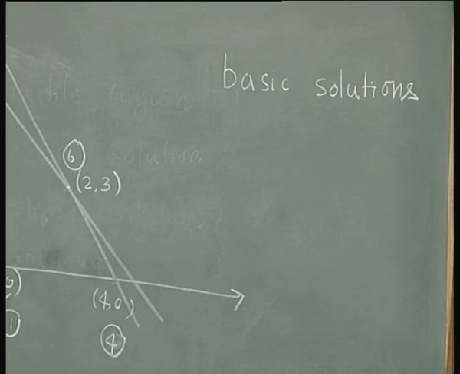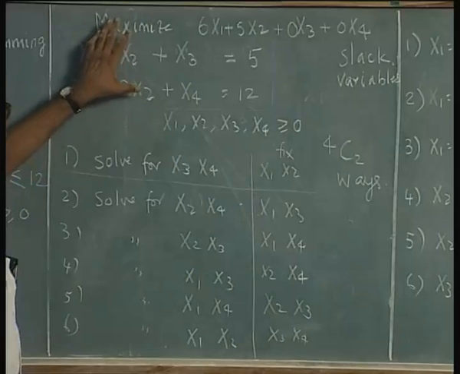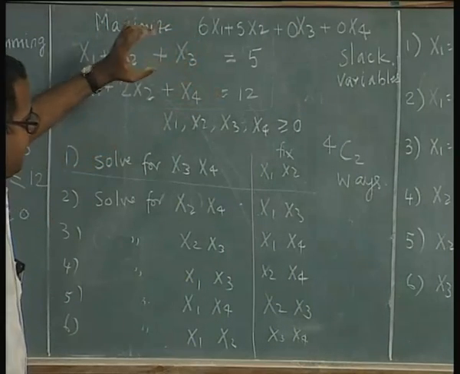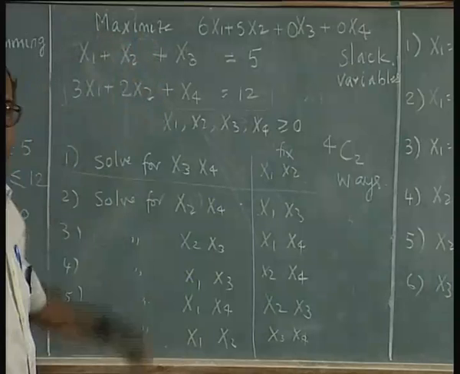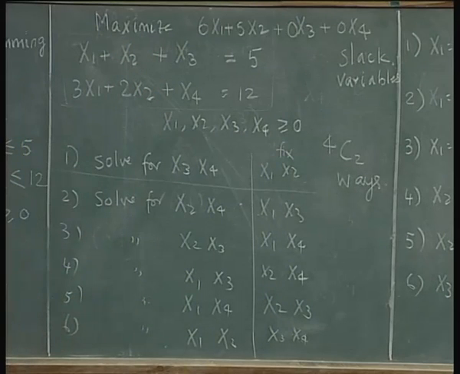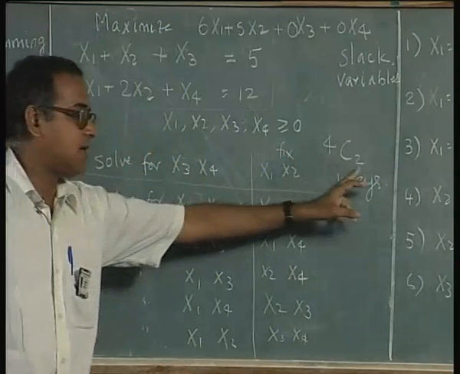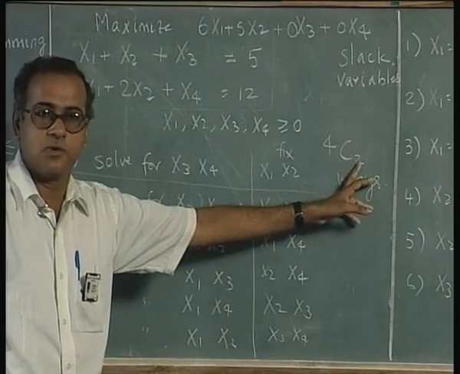So, in the algebraic method, after we convert the inequalities to equations and solve for a certain number of variables by fixing the remaining ones at 0, we get basic solutions. In this example, there are 4C2, or 6, basic solutions.